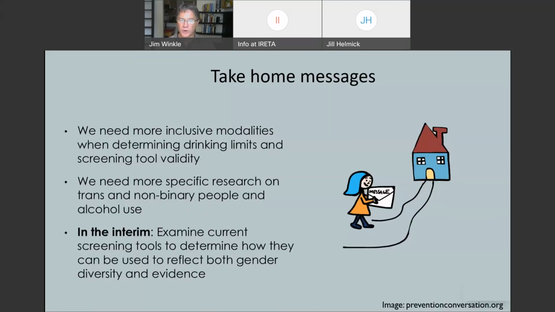And in addition to a more diverse way to collect this information, we also could benefit from more specific research on trans and non-binary people when it comes to alcohol use. That would also be beneficial. But while we're waiting for all this, we can take immediate concrete steps to make our screening tools more inclusive. Like I mentioned, we should examine them and determine how we can alter them to reflect both gender diversity and evidence. We don't want to compromise scientific evidence, and I don't think we have to in order to reflect gender diversity.